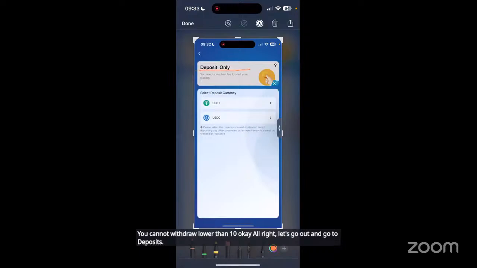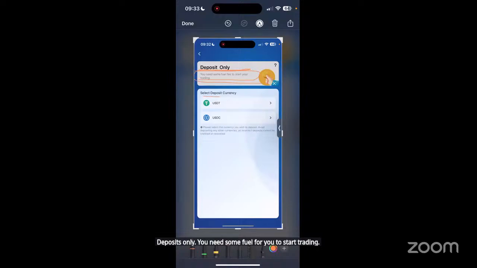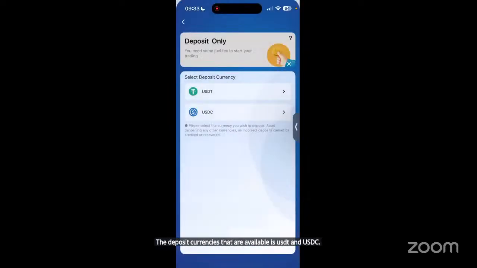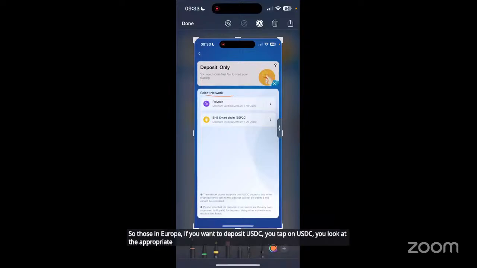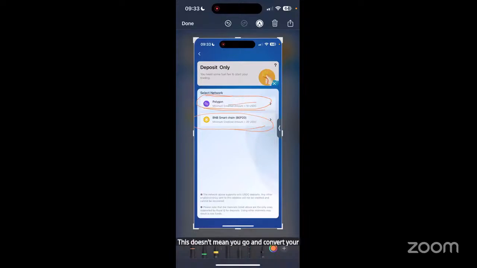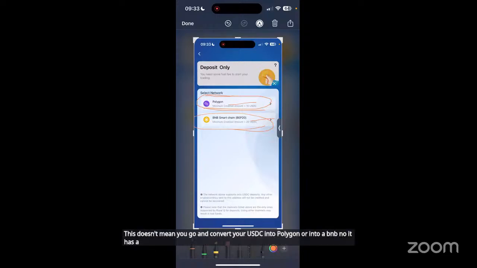Deposit only. You need some fuel fee to start trading. The deposit currencies that are available are USDT and USDC. So those in Europe, if you want to deposit USDC, you tap on USDC. You look at the appropriate networks that are available. You can deposit using the Polygon network or BEP20. This doesn't mean you go and convert your USDC into Polygon or into a BNB. No, it has a chain, and the name of the chain or the network is Polygon and BEP20.